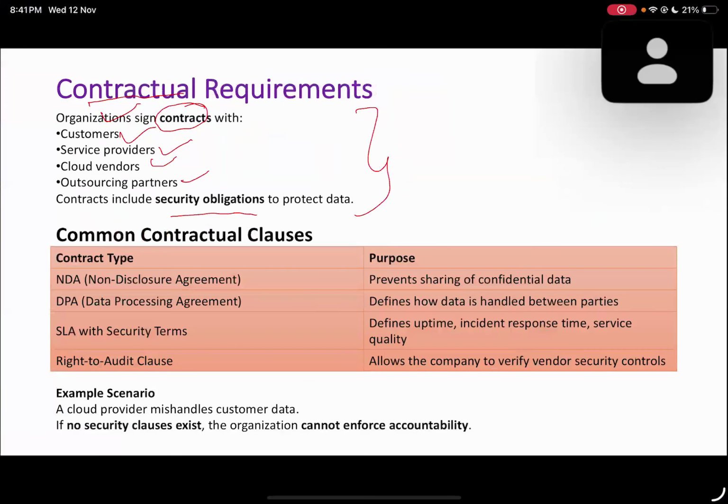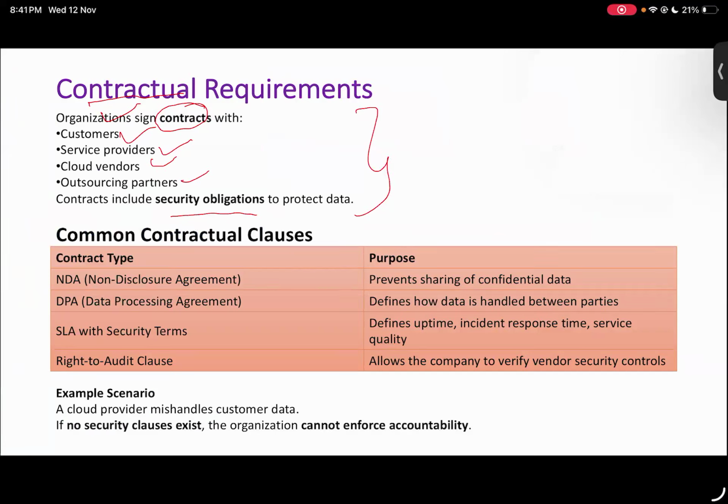Okay. So these are the domains where you need to sign a contract with a customer, service provider, cloud vendor, or outsourcer, and the contract includes security obligations to protect the data. Common data contracts are the NDA, which prevents sharing of confidential data. Then we have the data processing agreement.